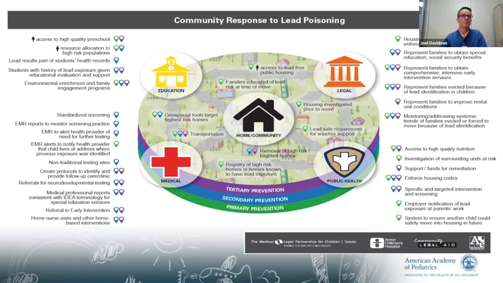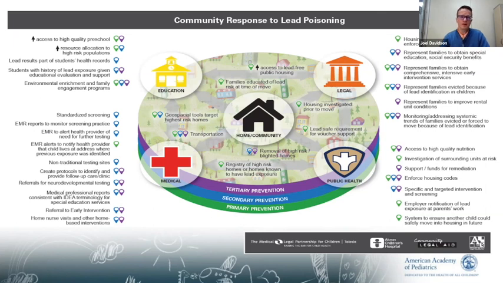So high quality preschool for universal kids is a primary prevention mode. Enriching environment for environmental education, family enrichment programs, that's going to be something that we're going to do that's primary. Having kids not move into houses that are exposed to lead in the first place with good housing code and enforcement. Employers telling employees that what they're doing is exposing them to lead and educating them around that is going to prevent them from exposing their kids to lead and the negative effects of it.